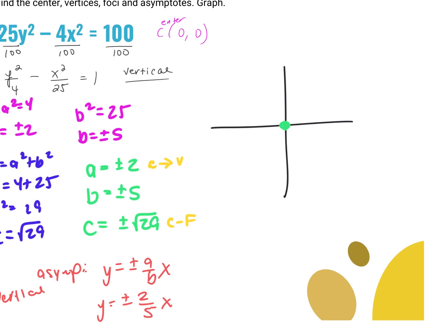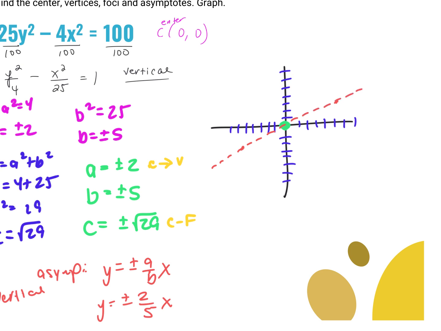All right, so let's count 1, 2, 3, 4, 5, 6, 7. All right, so from the origin, I know it's from the origin because that's our center. I'm going to go up 2 and to the right 5. 1, 2, 1, 2, 3, 4, 5. And then I'm going to go down 2 and left 5. 1, 2, 3, 4, 5. So something like this.